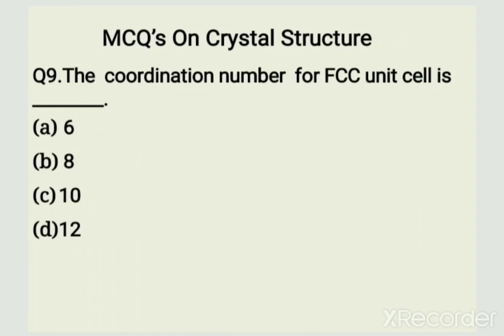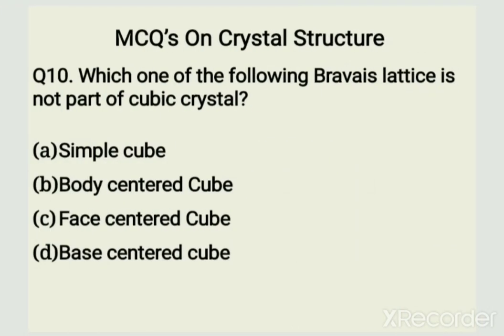The coordination number for FCC unit cell is. Again, in this case, we have to find out the coordination number for FCC unit cell, the face-centered cubic structure. So, in FCC unit cell, there are 12 coordination number. In 3 different planes, there are 4 atoms which are nearest neighbors. So, 4 atoms in 3 planes, 4 plus 4 plus 4. So, there are total 12 coordination number.